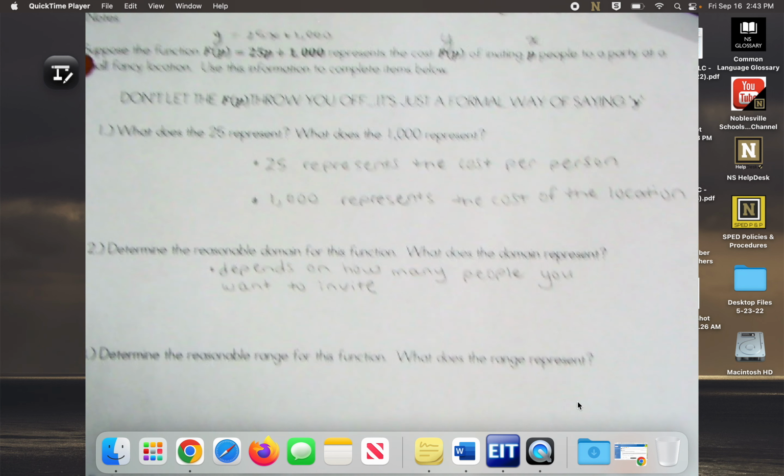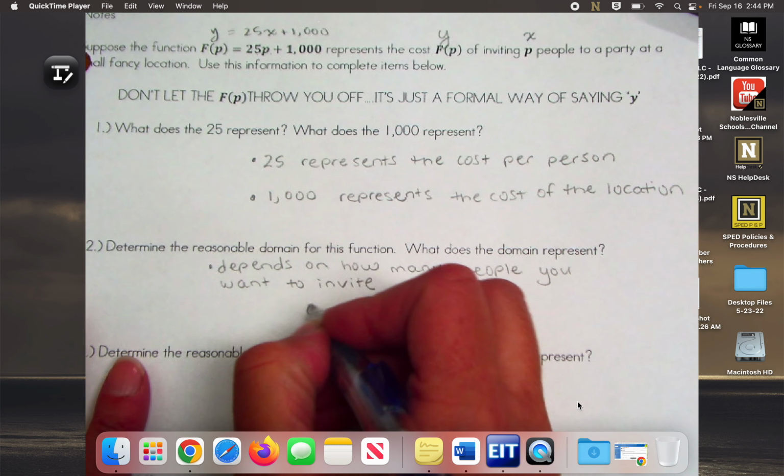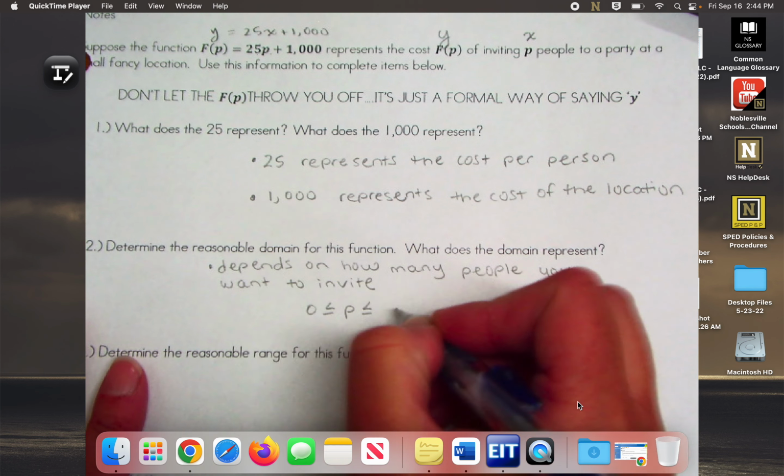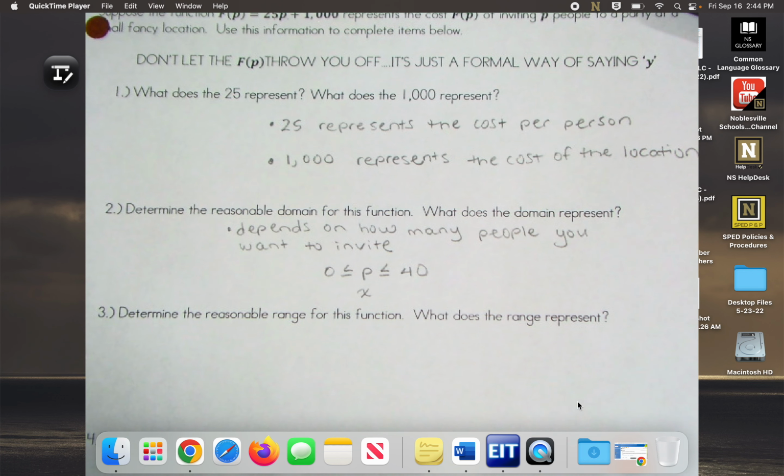So we know that it's a small, fancy location. So saying that we're going to have 1,000 people doesn't make sense, right? Most people, when they think of a small, fancy location, think maybe between 0 and 40 people, right? Think about it. It's not that much, guys. But it's fancy.